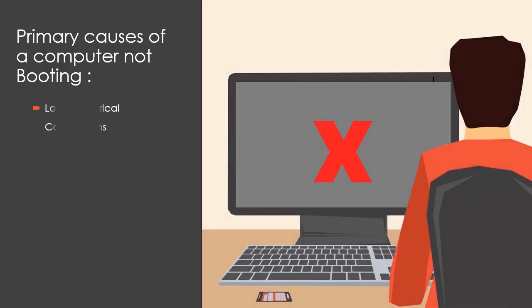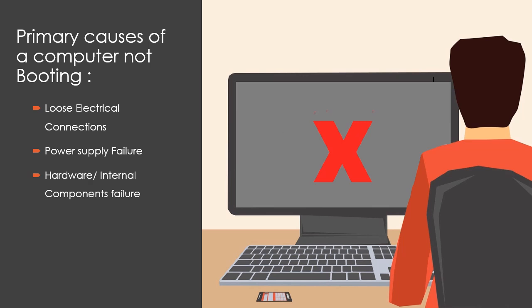Moving on to the main thing, we are going to talk about the causes of the computer that is unable to boot. So the first thing is loose electrical connections. Loose electrical connections could be the primary reason why many users are unable to get their PC booted. The second thing is power supply failure. The third cause is hardware or internal components that fail. And the last thing is the operating system failure added on.